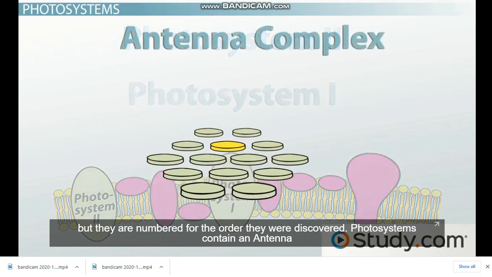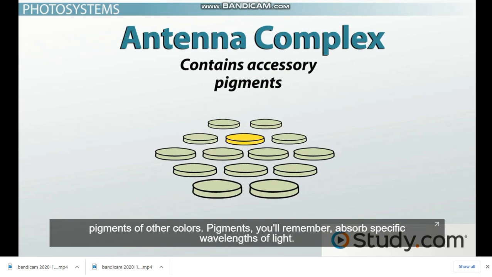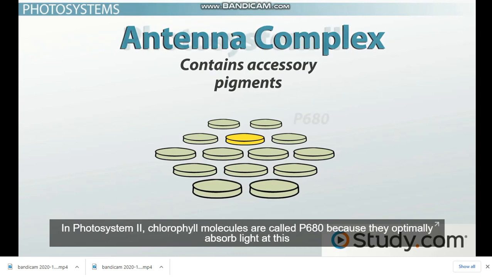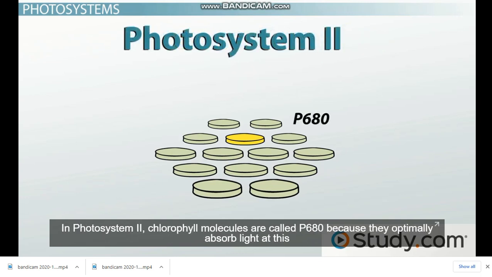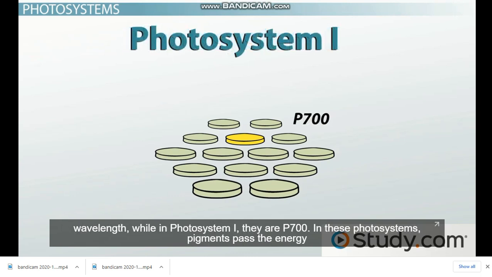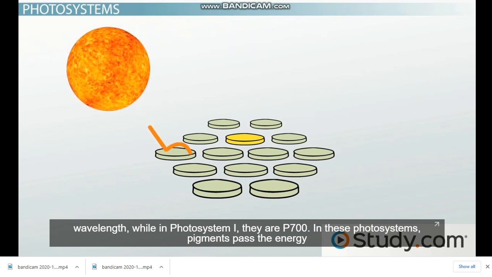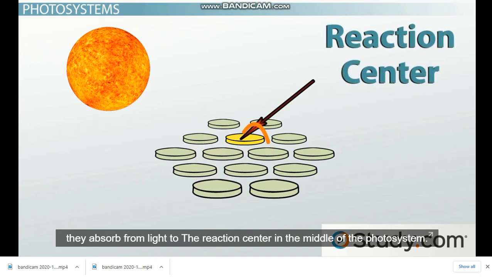Photosystems contain an antenna complex. The antenna complex contains the pigment chlorophyll A, and it's what makes them green. Photosystems also have accessory pigments of other colors. Pigments, you'll remember, absorb specific wavelengths of light. In photosystem 2, chlorophyll molecules are called P680 because they optimally absorb light at this wavelength, while in photosystem 1, they are P700. In these photosystems, pigments pass the energy absorbed from light to the reaction center.